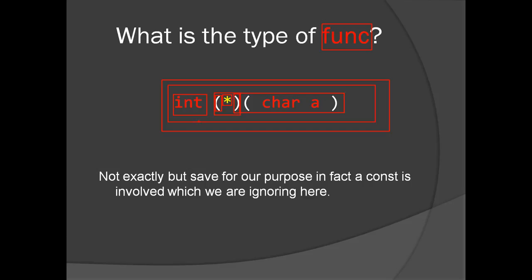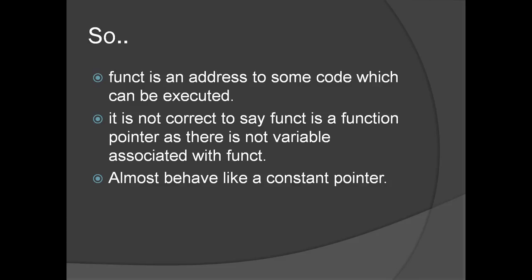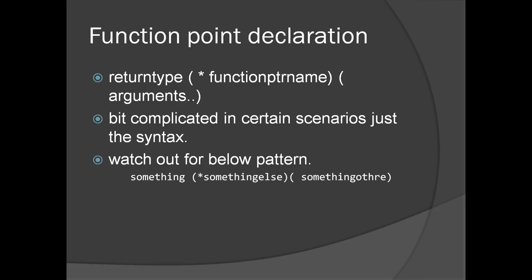It is not exactly this particular type. Like in the case of array, we have a constant involvement here, which we are not going to discuss here. So we are going to assume that this is of type int star char a. So func is an address to some code which can be executed. As I mentioned, it's not exactly correct to say that func is a function pointer, as there is no variable associated with it. It's actually a constant pointer. You cannot change it. You cannot assign anything to func because it's a constant. So we will see the variable declaration here, the function pointer variable.